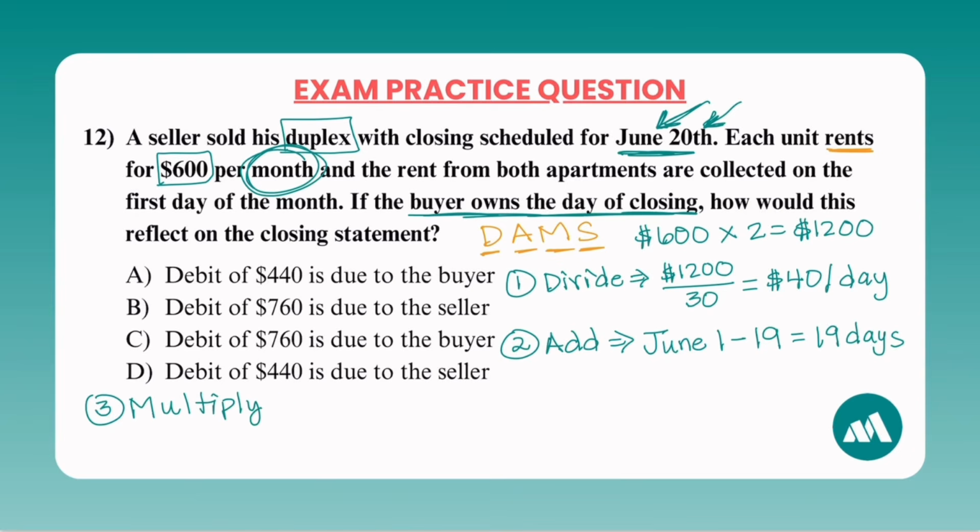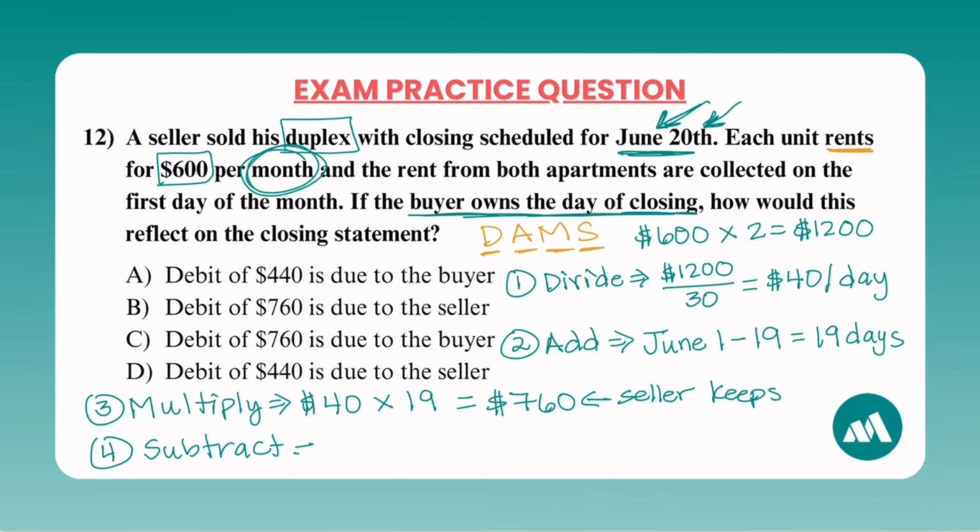So we're going to multiply step 1's answer, which is $40 a day, times step 2's answer, 19 days. And that is going to give us a total of $760. That is the amount that the seller gets to keep. Now we have to find out how much the seller has to give back to the buyer. So we're going to now subtract.